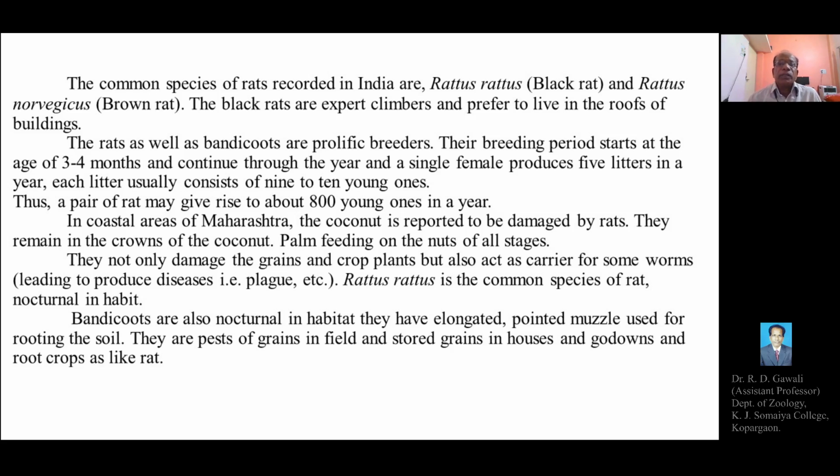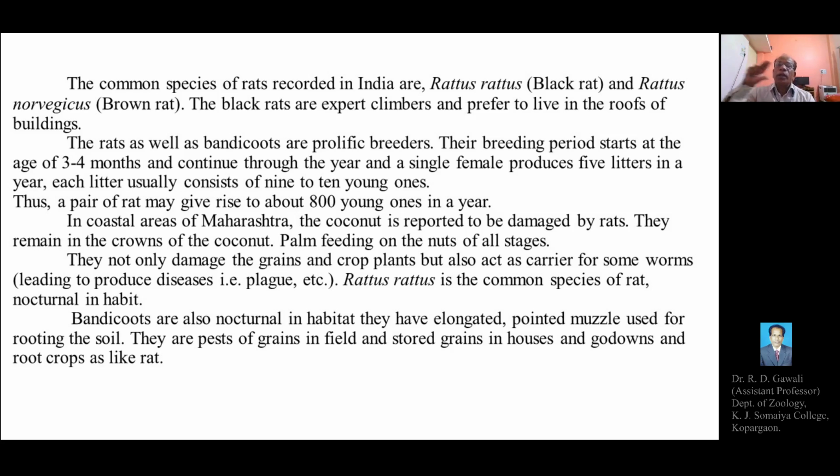Rats and bandicoots not only damage the food grains, stored grains and crop plants, but also act as carriers for some pathogens leading to diseases like plague. Rattus rattus, or the black rat, is the common variety of the rat, nocturnal in habit. Bandicoots are also nocturnal in habit.